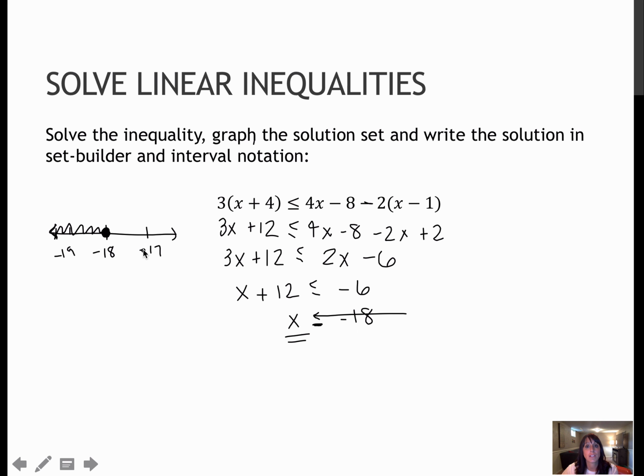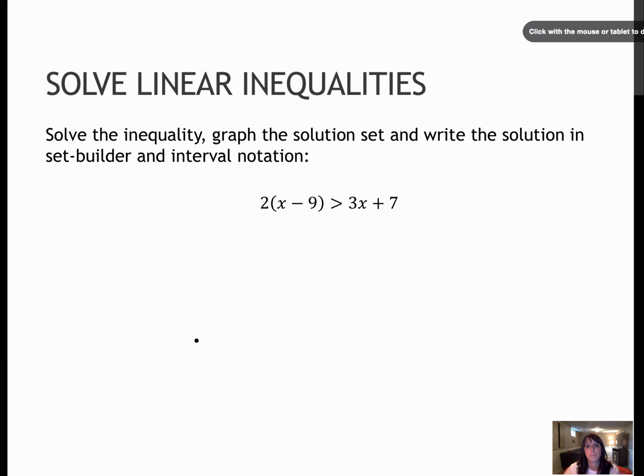I've graphed my solution, and now I have to write the solution in set builder and interval notation. In set builder notation, I would say all of the x's such that x is less than or equal to negative 18. In interval notation, I'm saying the least value is negative infinity because it goes on forever to the left. The greatest value is negative 18, and 18 is included, and the included uses the closed bracket.